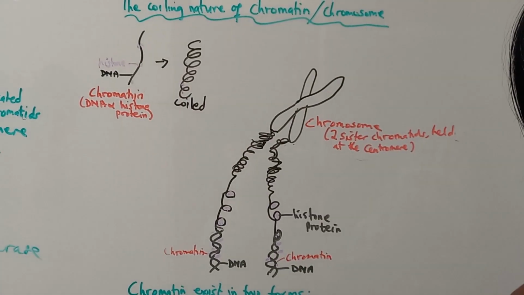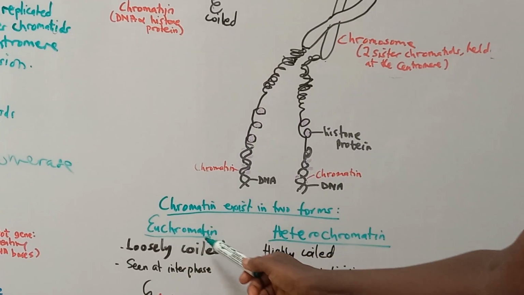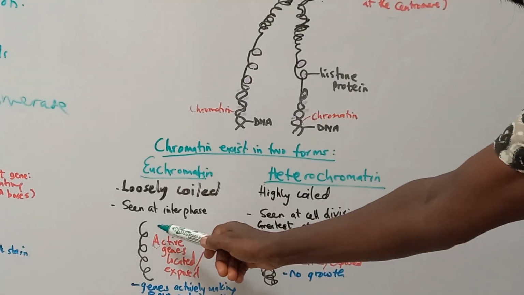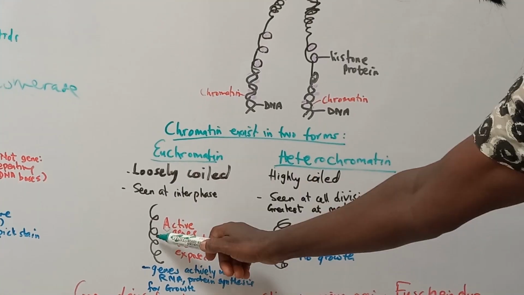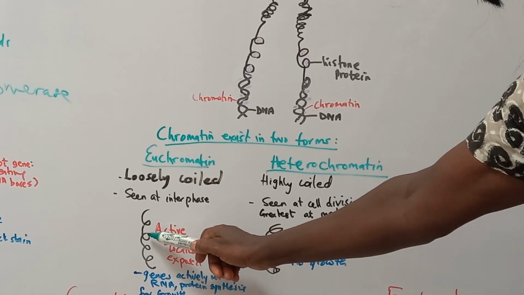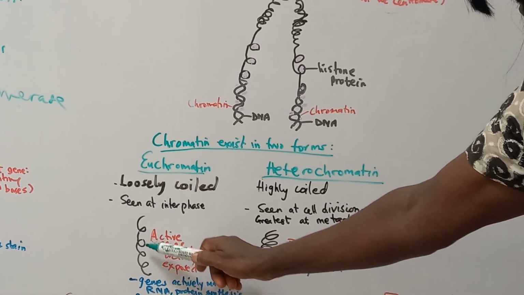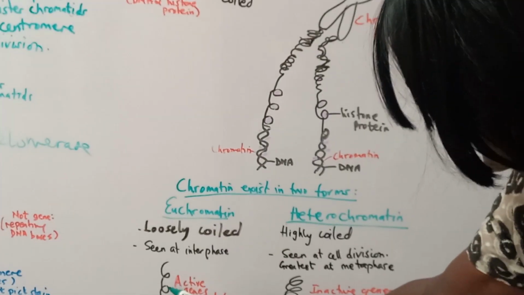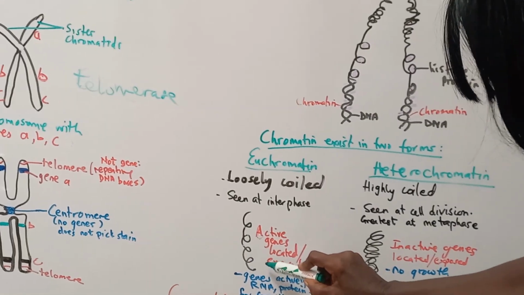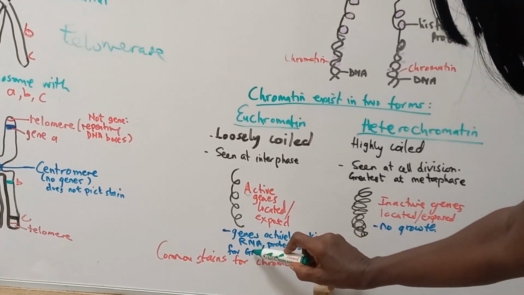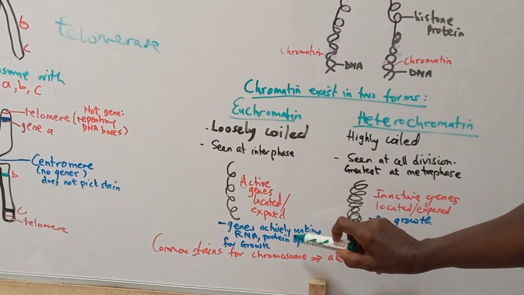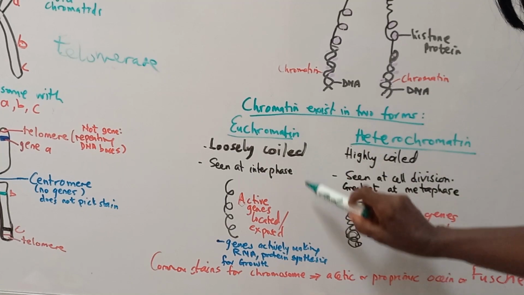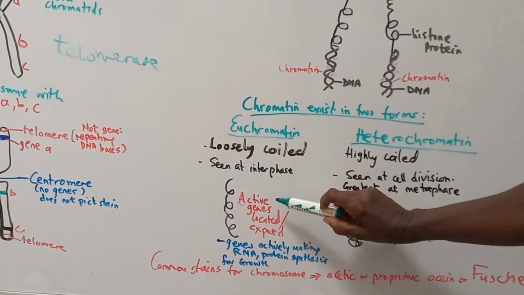Now, chromatin exists in two forms, euchromatin and heterochromatin. Euchromatin is loosely coiled chromatin, as I have illustrated here, and is seen at interphase when the cell is not dividing. In the loosely coiled chromatin, the active genes are exposed, so that the genes will produce RNA and a lot of protein for growth. So that is interphase, where growth is taking place.